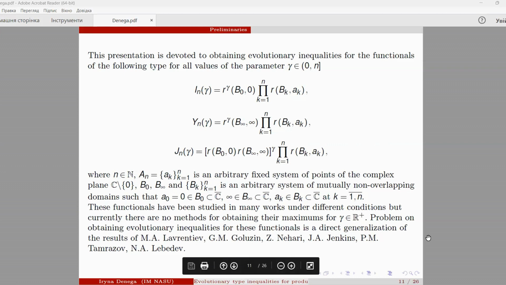These functionals have been studied in many works under different conditions, but currently there are no methods for obtaining the maximum for gamma from R+.